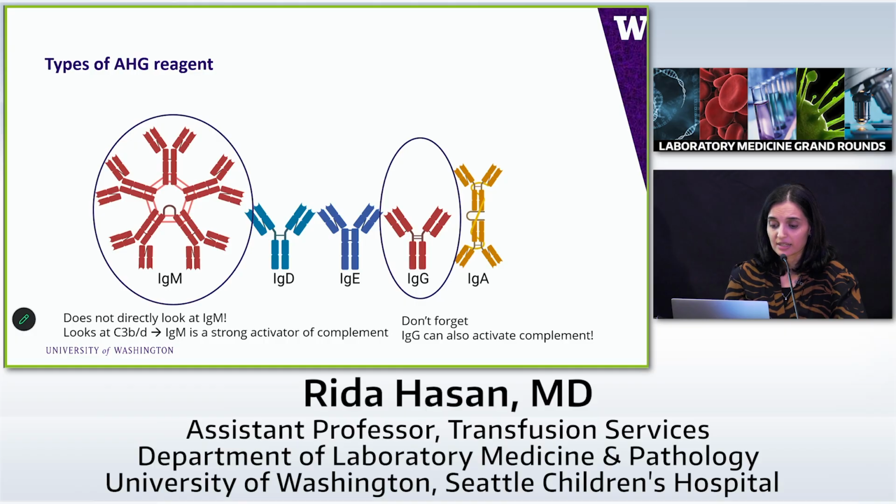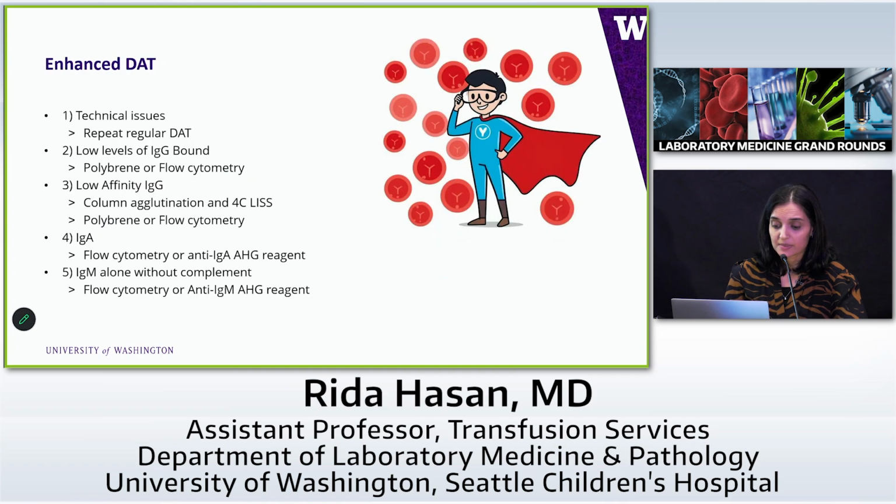And then lastly, if you remember, we're not actually looking at IgM specifically, we're looking at complement. But sometimes you might have IgM that's not activating that specific complement that you're looking at, or maybe it's being used up too quickly, or it's not doing exactly what you expect it to. So there are actually anti-IgM reagents that are available, or flow cytometry to look for that.